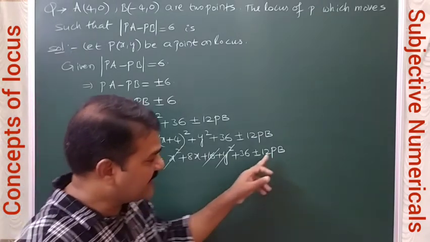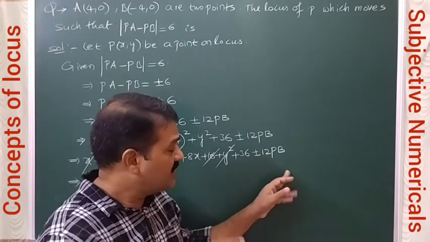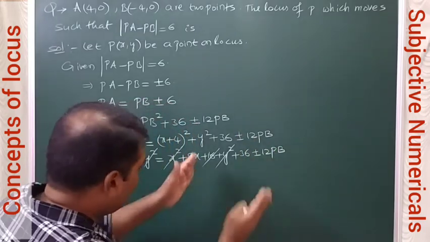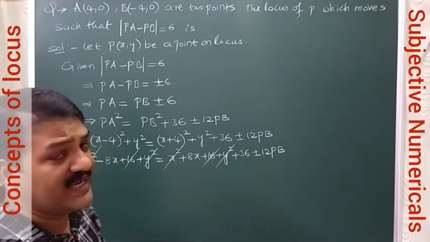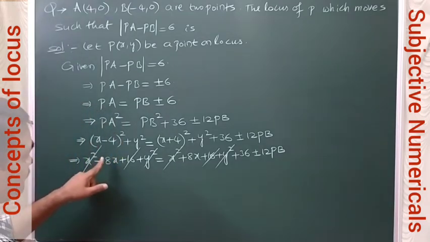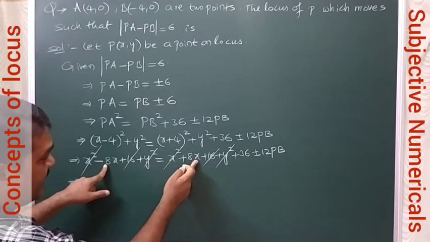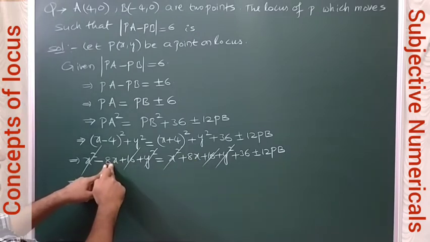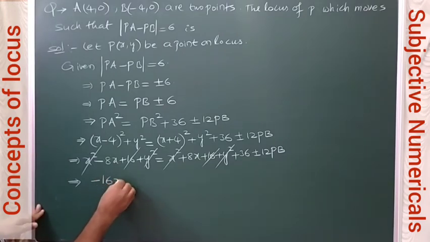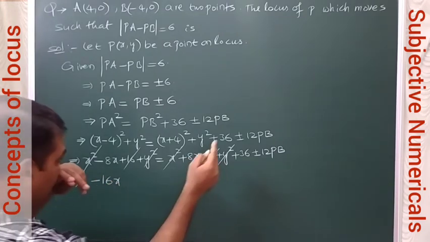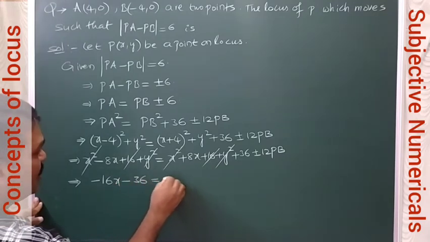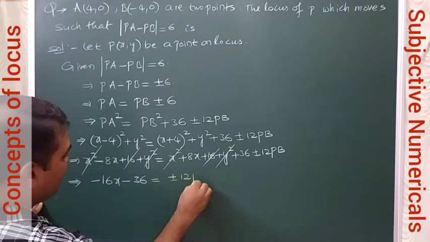Since this PB contains square root, keeping this PB on the RHS, remaining all terms I will shift to the LHS. Okay, so see carefully. Minus 8x, this 8x comes to this side, means minus 8x minus 8x, so minus 16x. This 36 comes to this side, means minus 36 is equal to plus or minus 12 into PB.